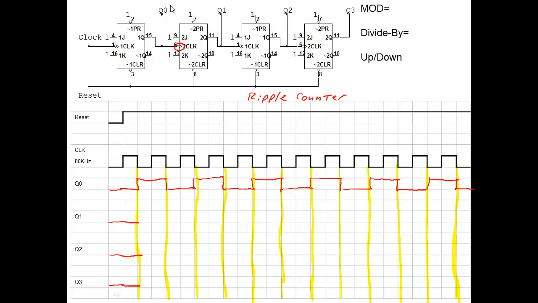Well, the clock for this one is coming from Q0. So Q0 is now our clock for the Q1 output. So for every negative edge of this one above it, we're going to toggle. So you notice it's not on every dotted line, it's just on every other dotted line. So it's every negative edge of the one above it.